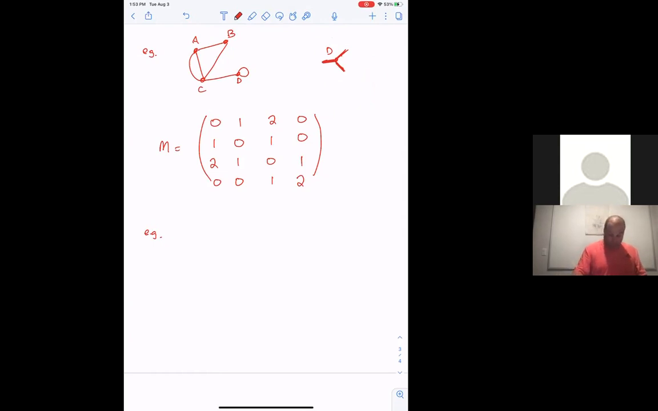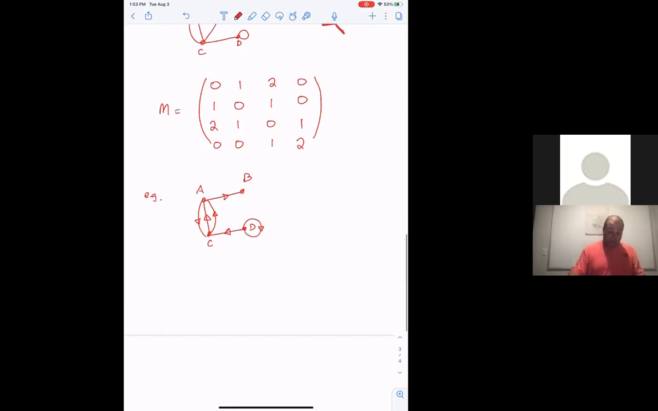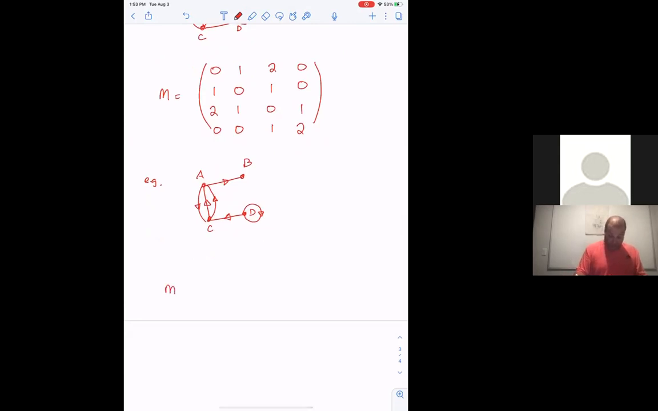So now let's do another one. Here's A, here's B in that direction. Here's C, and it goes in that direction. And then we have a loop in this direction, not a loop, but a path, an edge. And then we have an edge in this direction. And then here's D, and we have an edge in that direction. And we have an edge in that direction. So now we have a digraph.